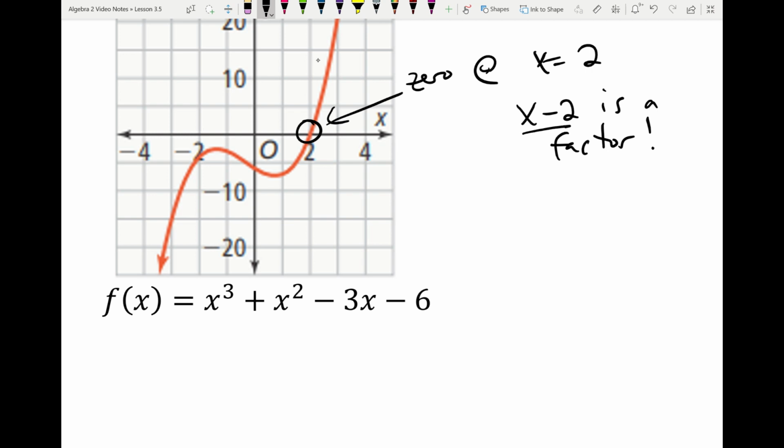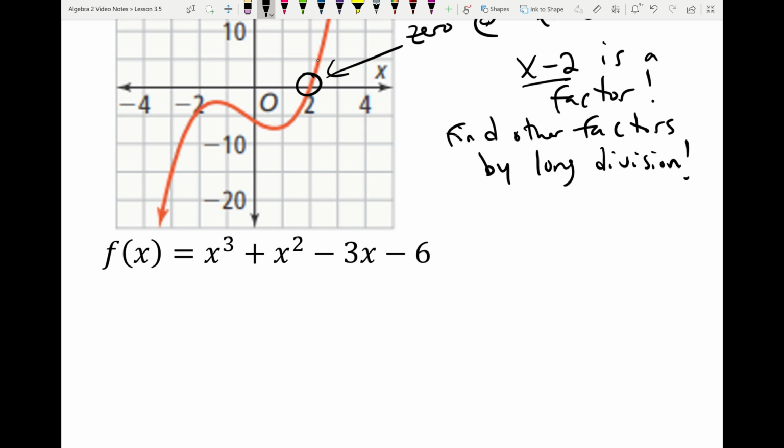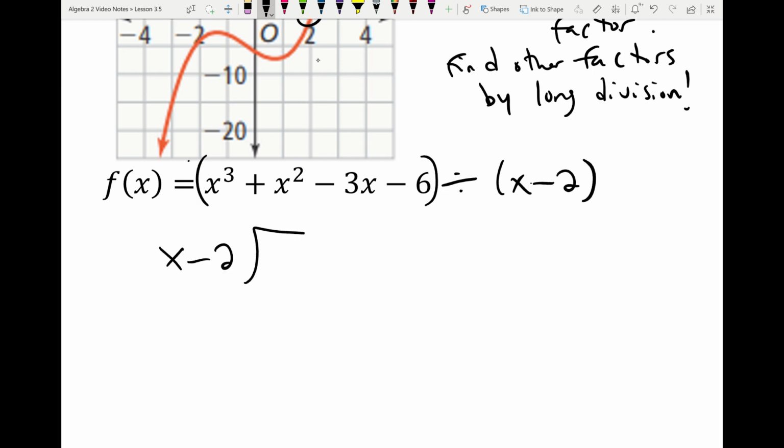So we know that x minus 2 is a factor, so we can figure out where the other factors are by dividing. Find other factors by division. And I know you guys are not going to like the long division, but this is where it comes into play. If we want to find out the rest of these factors, we got to do division. So we're going to do this divided by x minus 2. And then we embark on this division process.